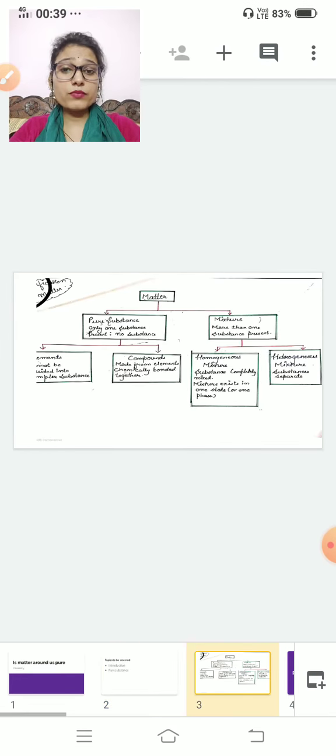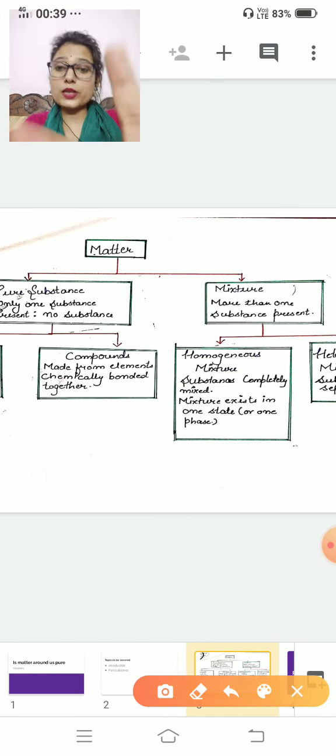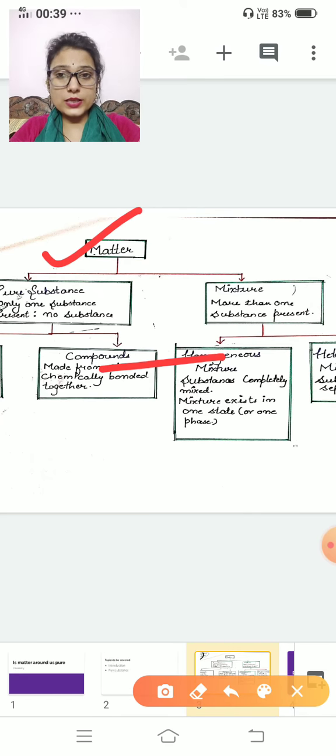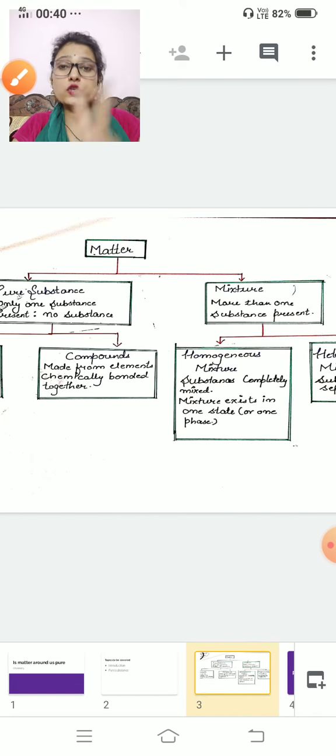Let us start. This is a flow chart of classification of matter. Matter can be classified into two types on the basis of chemical composition. First one is pure substance and second one is mixture. Now, what do you mean by pure substance? Pure means there should be no impurity. It should be made up of only one kind of substance. That is known as your pure substance. Clear? A mixture can be prepared from more than one substance, and that type of substance is known as your mixture. Clear? So matter can be classified into two types: one is pure substance and one is mixture.